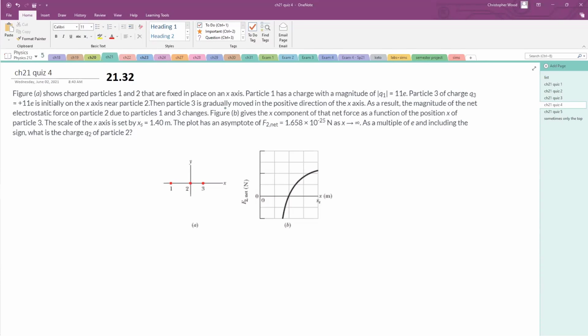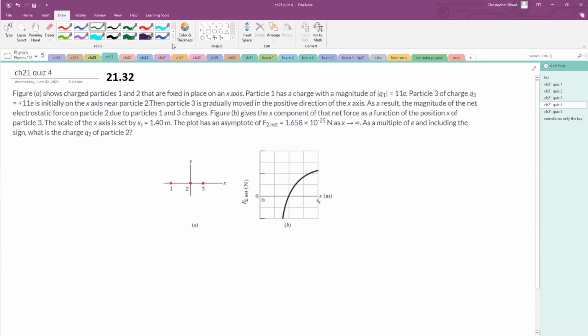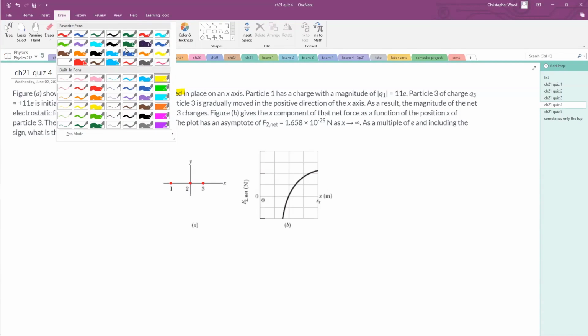We have a graph. Particles 1 and 2. Particles 1 and 2 are, again, fixed in place. So 1 and 2 are fixed in place. Got it. 1 and 2 fixed in place, meaning they're not moving. Particle 1 has a charge of 11e. So now this is my opportunity to talk about 11e.